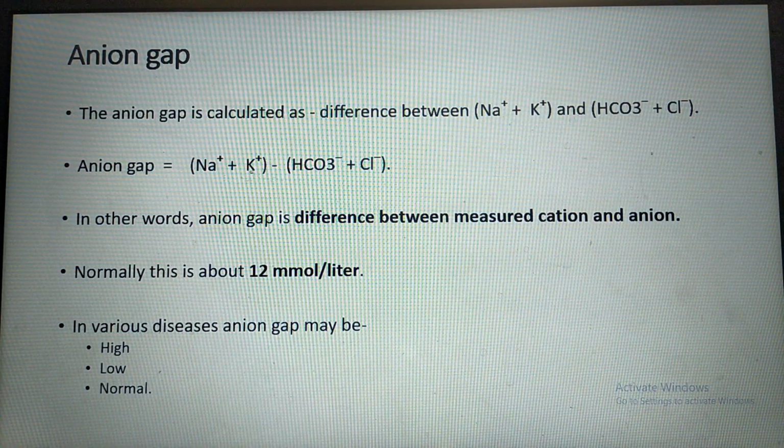In some diseases this value of 12 decreases. In that condition we will call it a decreased anion gap. And in some diseases the anion gap remains 12. So here we call it a normal anion gap. So three types of anion gap are there: high anion gap, low anion gap, and normal anion gap. So we will study each of these one by one.